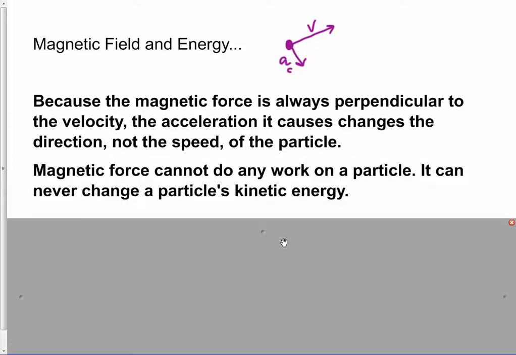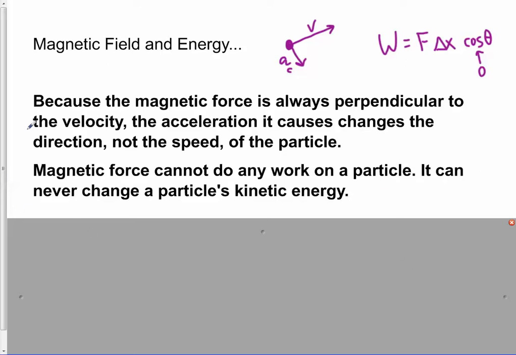Also, what this implies is that it doesn't do any work. It can't do any work. So if you remember, work was force times a distance, right? It was force that's applied across a distance times the cosine of the angle between the movement and the force. But this is always going to be 90 degrees, and cosine of 90 degrees is 0. This will always be 0. So there's no work being done.